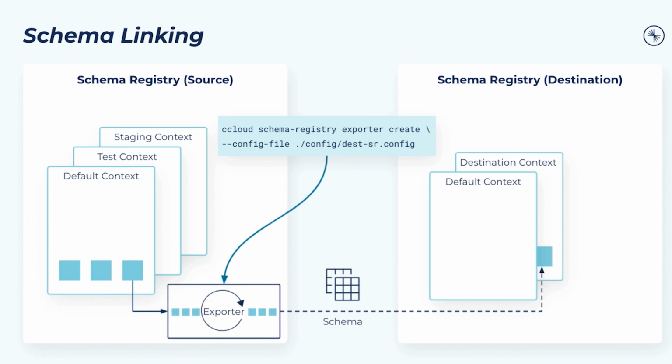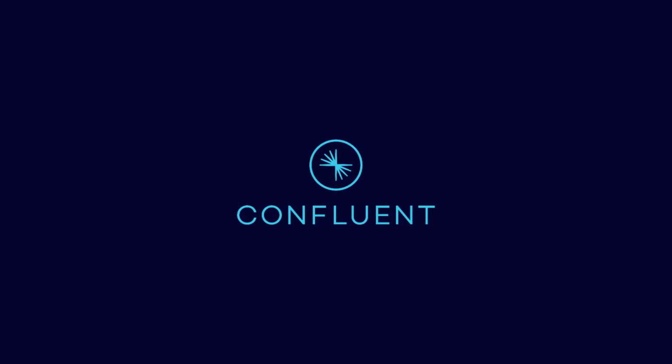In this video, I'll be giving you an overview of how Schema Linking works, which is now in preview as part of our Stream Governance offering, and how we can use either the Confluent Cloud CLI or REST API to interact with this feature.